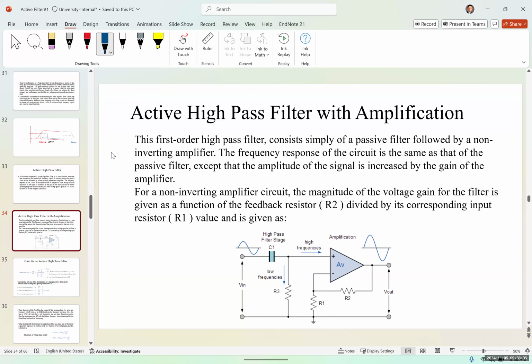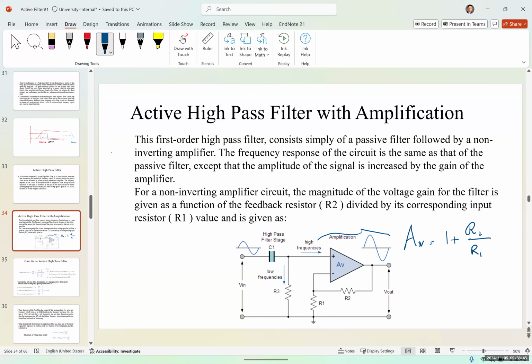The only difference between this and a passive high pass filter is that this system gives us a gain and increases the voltage. The gain is determined by the active part, which in this case, because it's a non-inverting amplifier, is equal to 1 plus R2 over R1. If this was an inverting amplifier, A would be negative R2 over R1. If it was a buffer, or voltage follower, A would simply be 1.